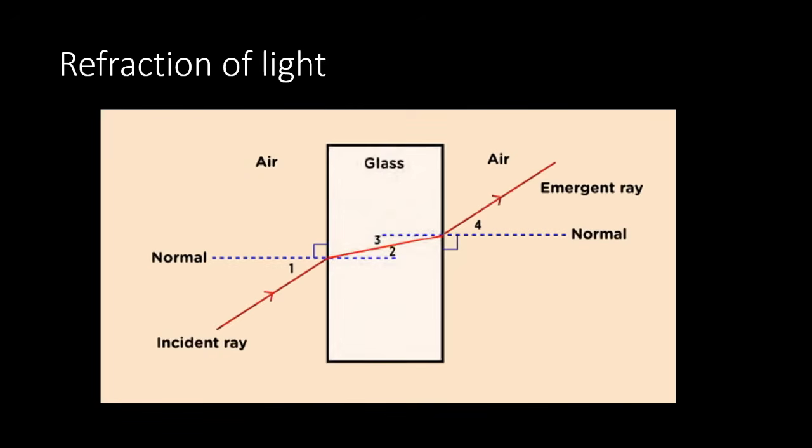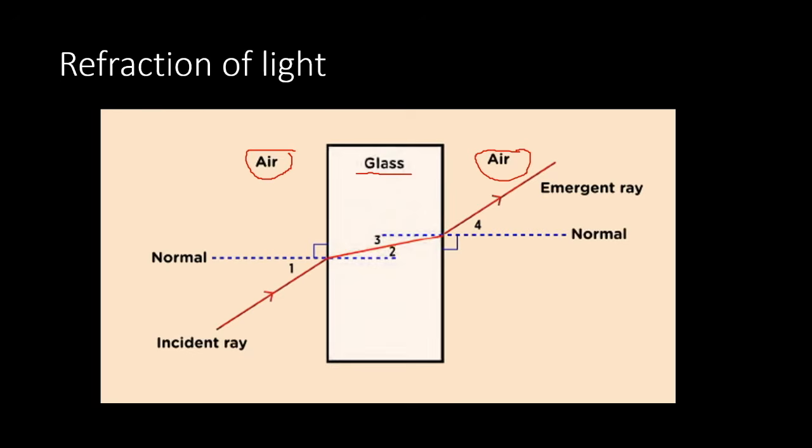So if we were to look at how refraction occurs, we have the diagram below. We have one colorless medium, which is air, that light passes through into another colorless medium, which is glass, and exits on the other side.